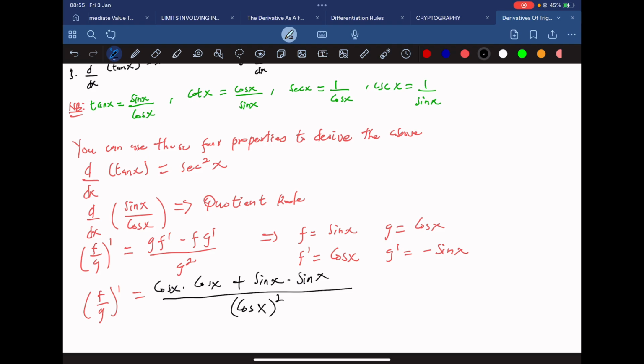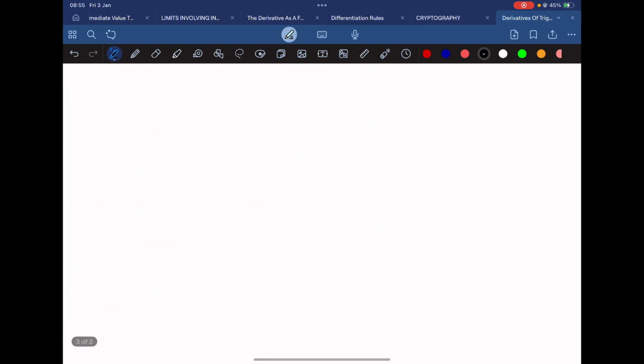So we can simplify this to cos squared of x plus sine squared of x, over cosine squared of x. One thing that you have to note is that cos squared of x plus sine squared of x is equal to 1.